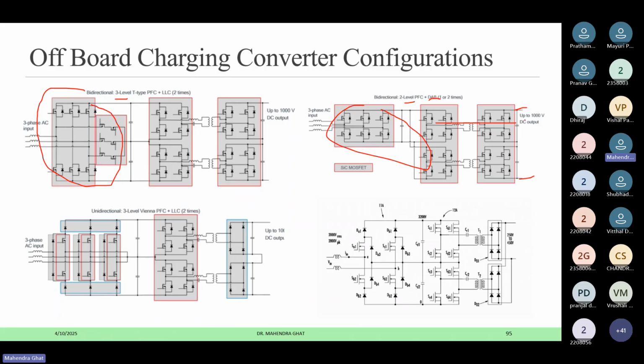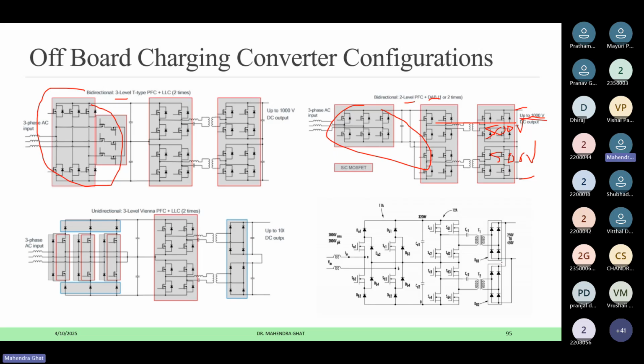So even though I want output voltage up to 1000 volt, this converter will operate at up to 500 volt only, and this converter again operates at up to 500 volt only, and I have connected them in series to get up to 1000 volt.